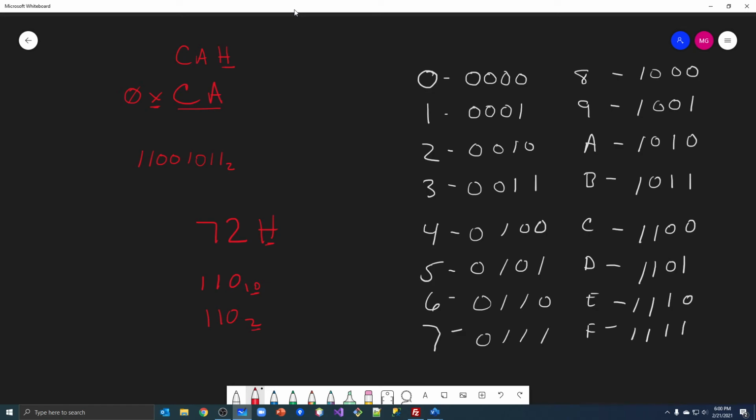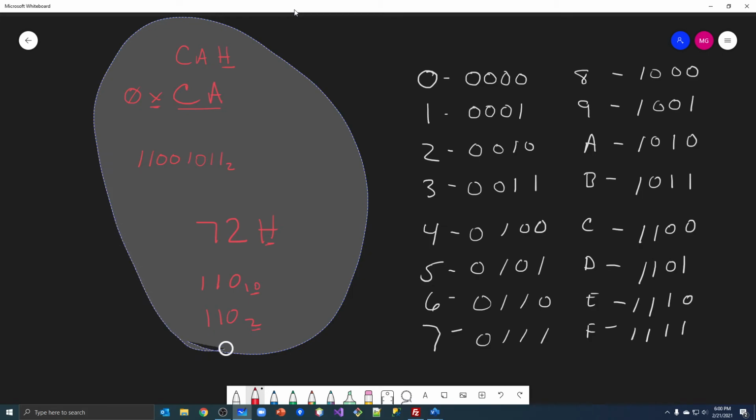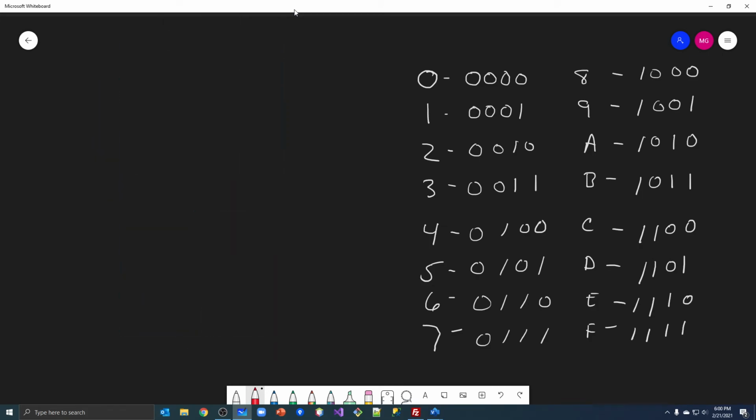Let's go the other way. Let's make a binary number. 10110011. Okay, let's convert this number from binary to hex. And to do it, all we got to do is divide it into groups of 4, working from the right to the left.